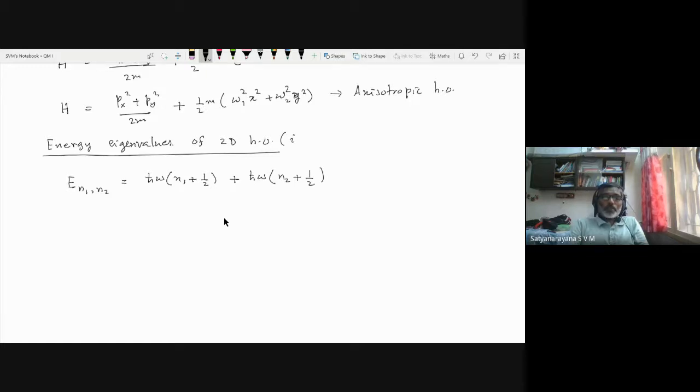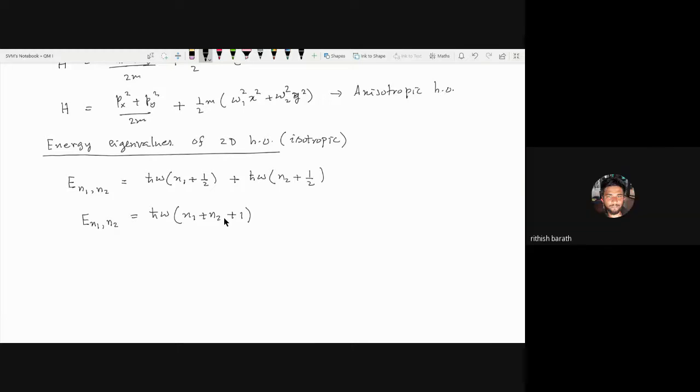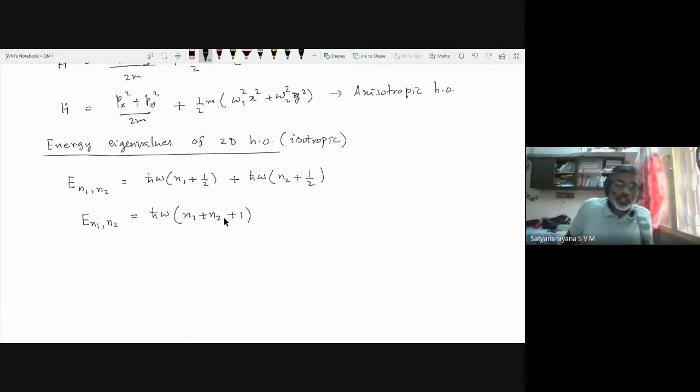so let us call this the isotropic case. Omega is the same. I could have simply written this as h cross omega into n1 plus n2 plus 1. So this is linear in n1 plus n2, and hence I can call n1 plus n2 as some n. Then in which case this becomes h bar omega into n plus 1.